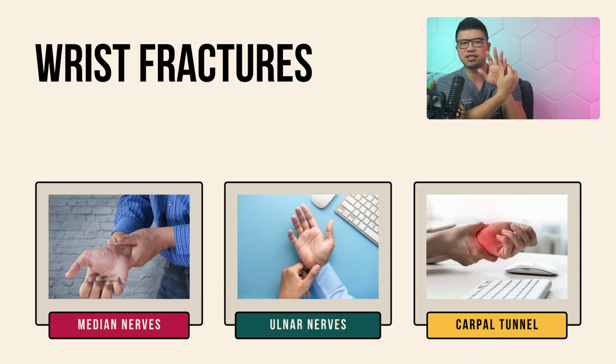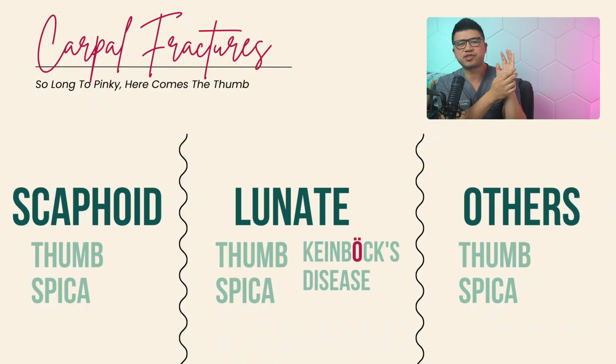Moving on to the carpals. Remember the mnemonic, so long to pinky, here comes the thumb? The most common fracture of the carpals is scaphoid fracture, which you would use a thumb spica splint for. The top of scaffolding for construction projects resembles sharp spikes: scaphoid, scaffold, spikes, spica splint.